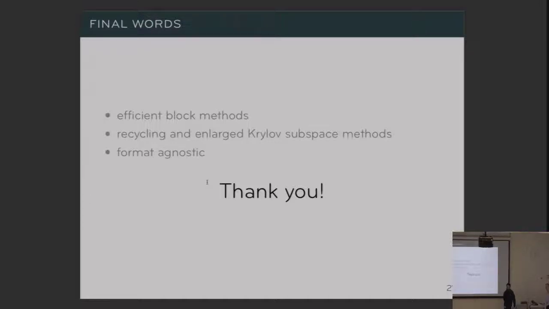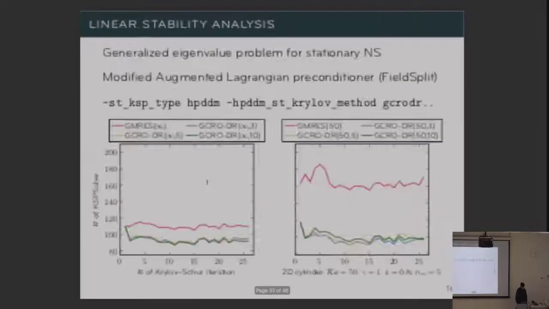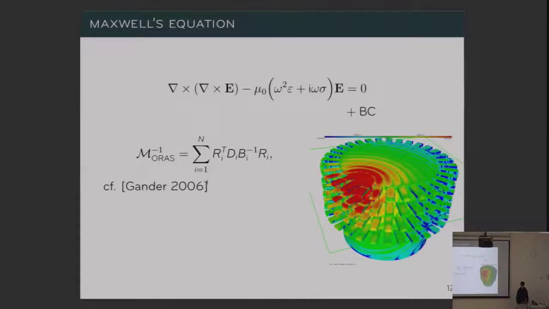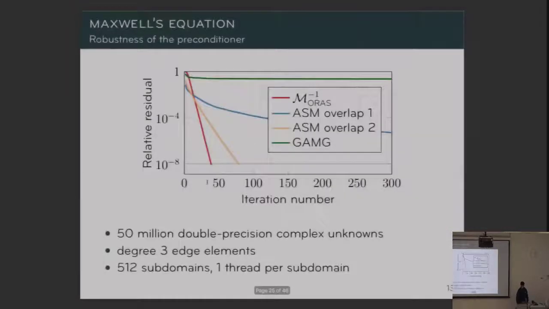Can I have a look at the slide with the results? You compare iteration numbers, and you compare also the time. For this test case, unfortunately, GMRES is out of the picture because it never converged.